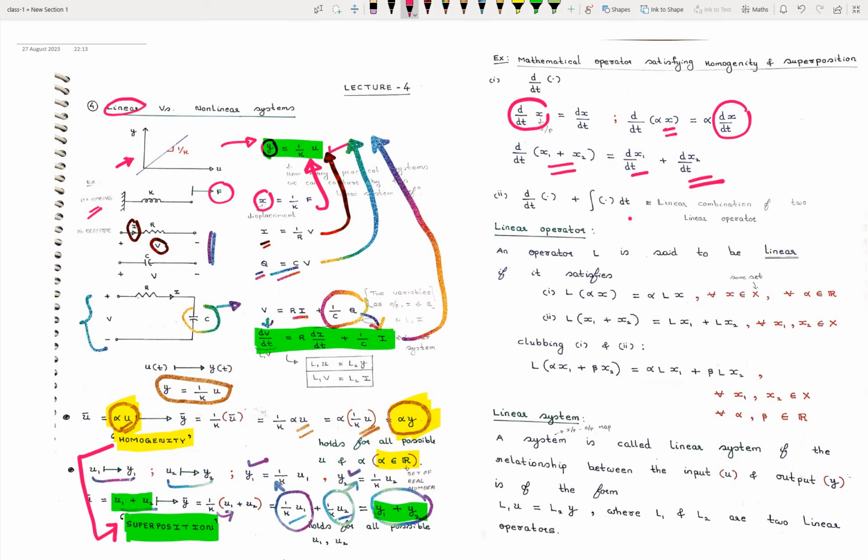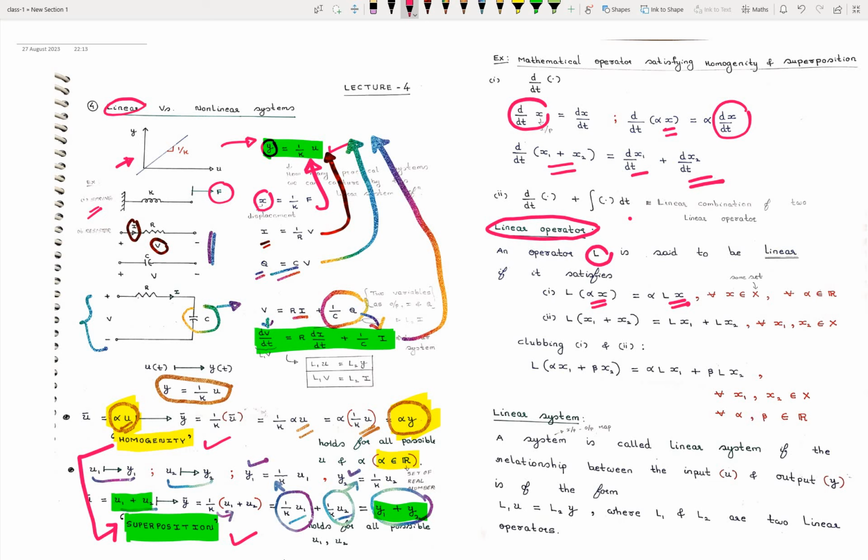So now we have defined here a linear operator. We defined a linear operator L such that it satisfies these two properties, homogeneity and superposition. This linear operator on alpha times x, so alpha will come out: alpha times the linear operator on x. This is known as homogeneity.